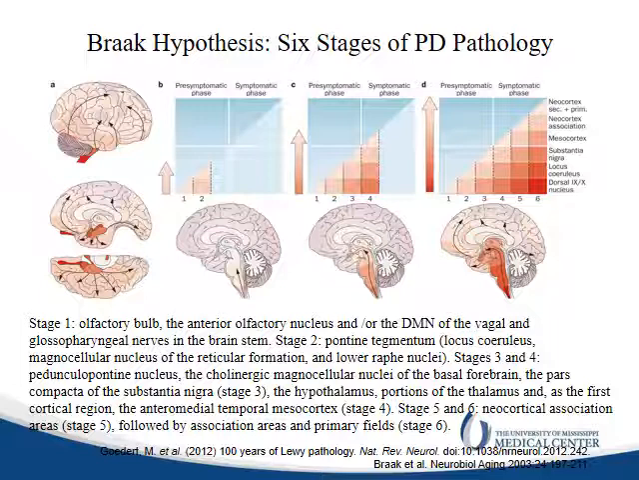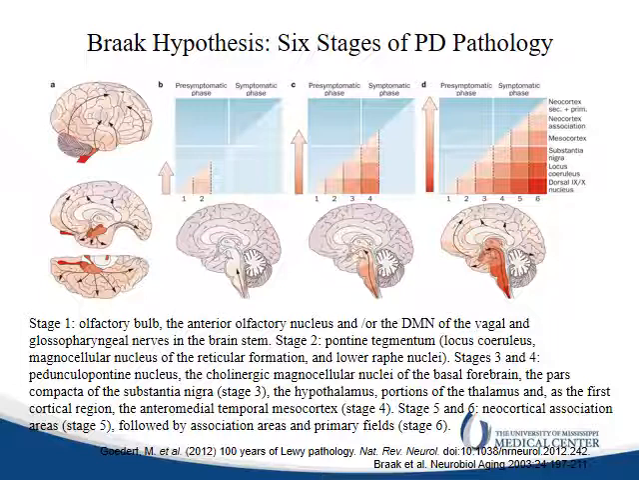Then, when the disease progresses, the pontine tegmentum, including the locus coeruleus, the magnocellular nucleus of the reticular formation, and the lower raphe nuclei can be involved. In stages 3 and 4 of Parkinson's disease pathology, the pathology involves more the pedunculopontine nucleus, the cholinergic magnocellular nuclei of the basal forebrain, and the pars compacta of the substantia nigra.